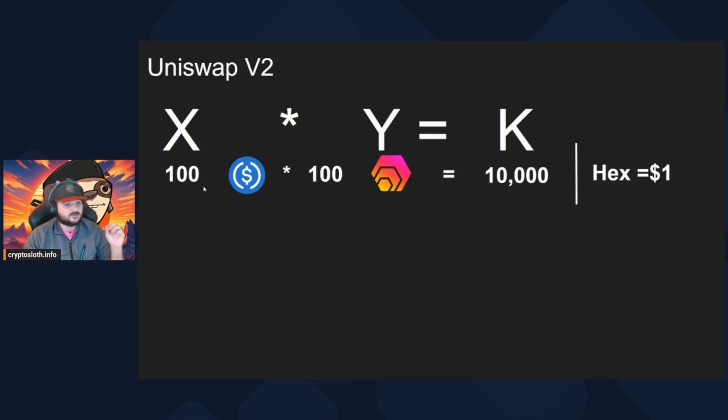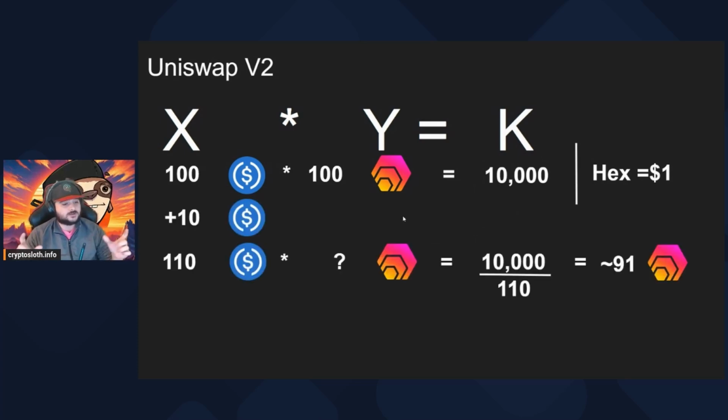So in this scenario, we have 100 USDC tokens and 100 hex tokens. You multiply 100 by 100, you get 10,000. Now that's what K is. So every single swap going forward, K will always equal 10,000. Technically, K can go up because in a V2 pool, the fees are put back into the liquidity pool. But we can talk about that a little bit later.